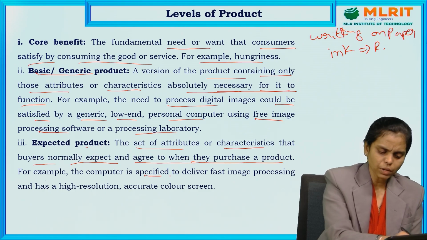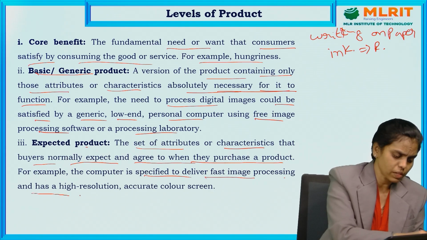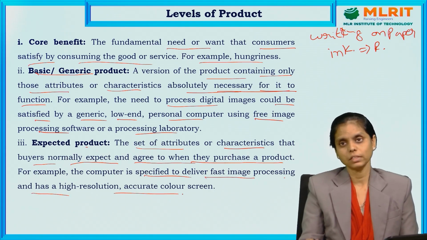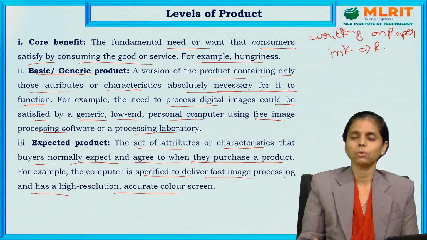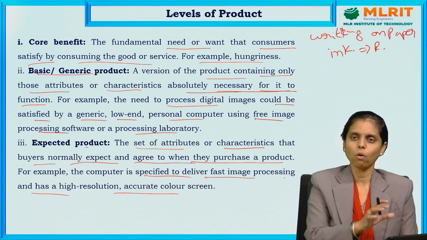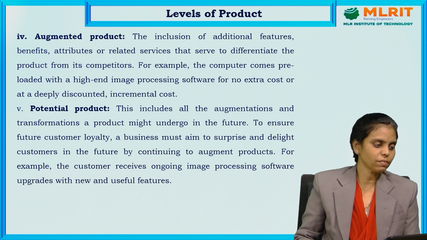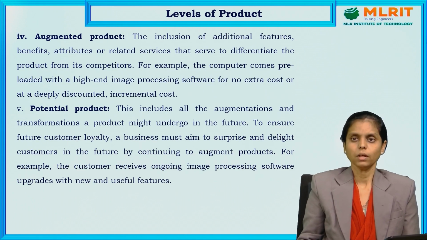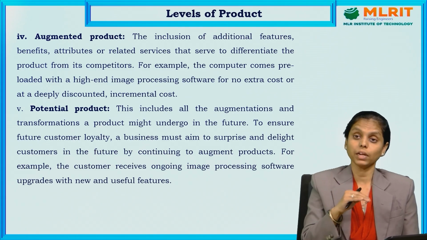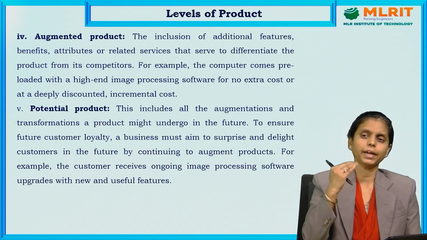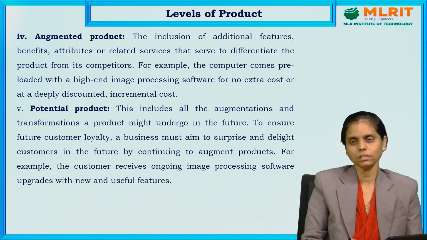For example, the computer: specified delivery, fast image processing. Whenever we purchase any computer or mobile, what will we expect? The resolution should be good enough, the space should be good enough. All these come under the expected level. Now come to the next one that we have, the augmented level. Guys, even in a developing country we have this expected level, but later on, as competition becomes very high, we will move on to the next one, that is the augmented level.